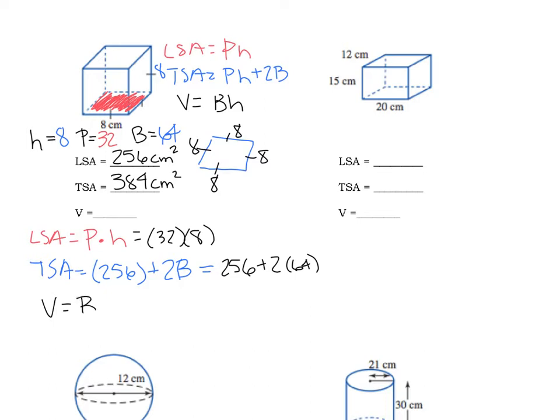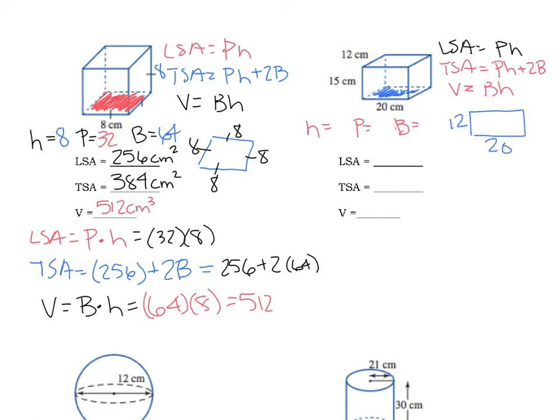Now for the last one, volume. Volume is capital B times H. We know the area of the base was 64, and 64 times H, which is the height of this prism, which was 8. So 64 times 8 means that the volume is 512 centimeters cubed.